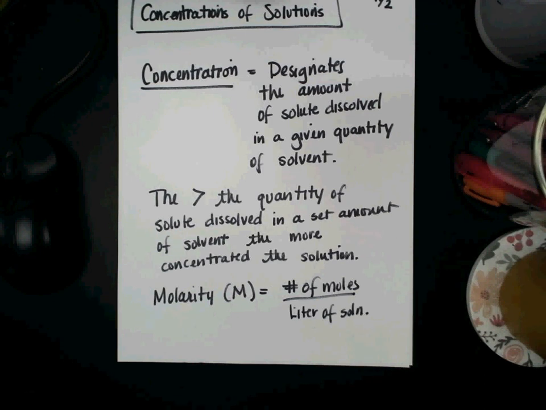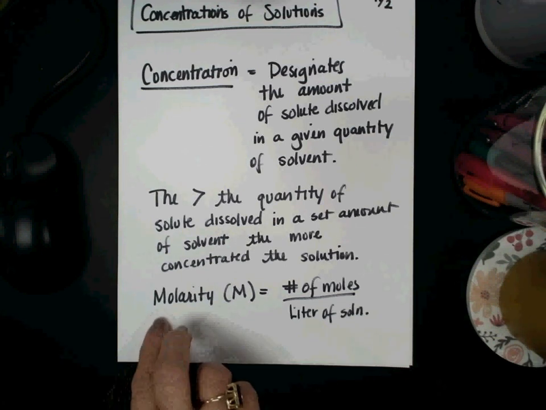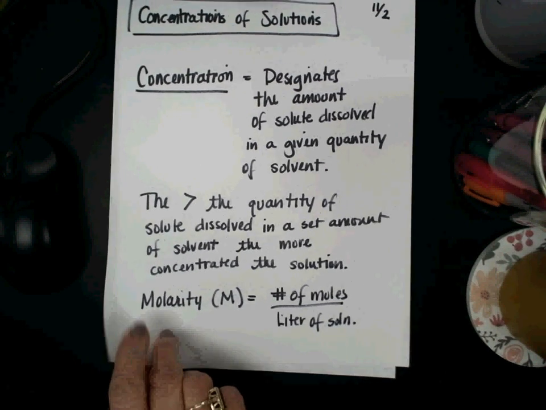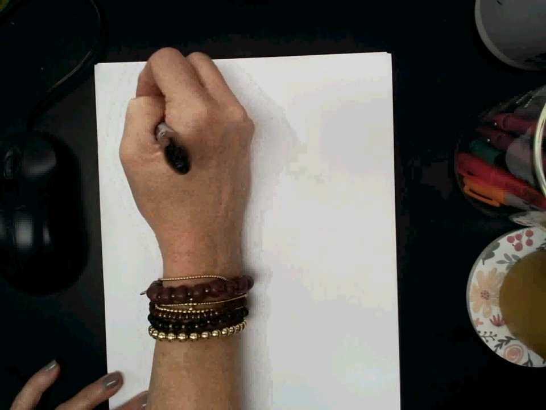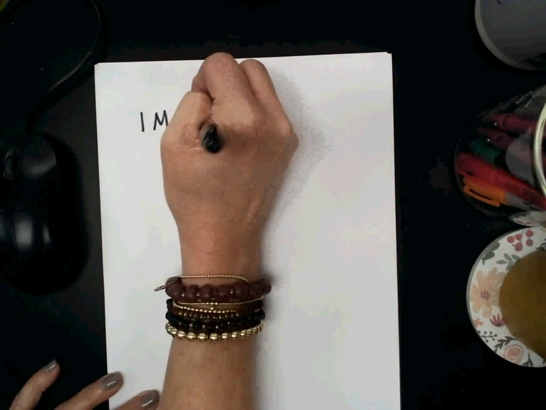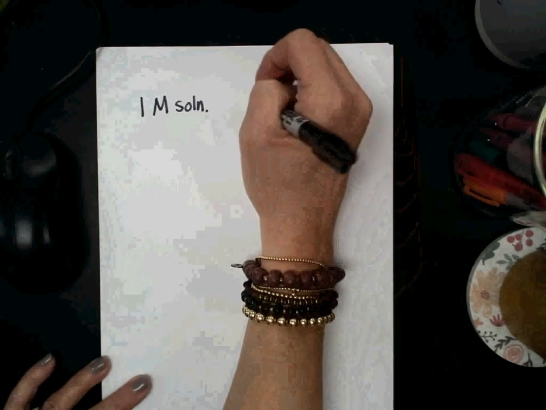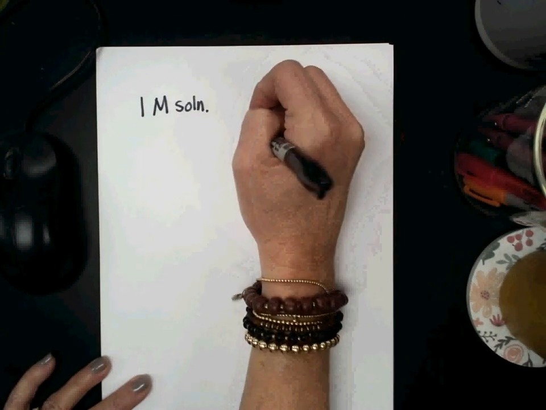If it's 6 molar, that means there's 6 moles of whatever I have. Like the HCl, we often use 6 molar HCl. There's 6 moles of HCl in 1 liter of solution when I make it. If I say I have a 1 molar solution, that just means there's 1 mole in every 1 liter.